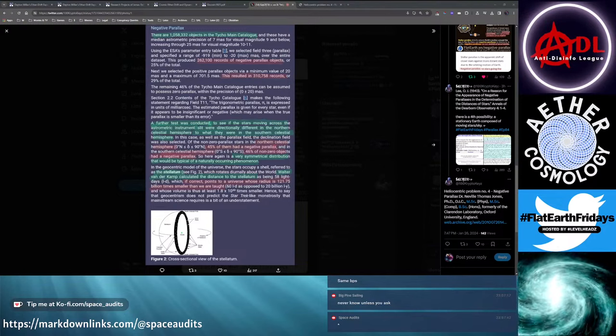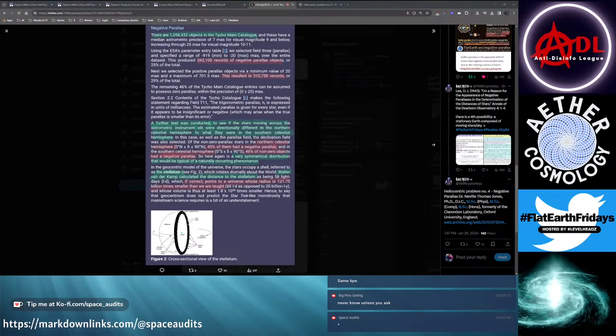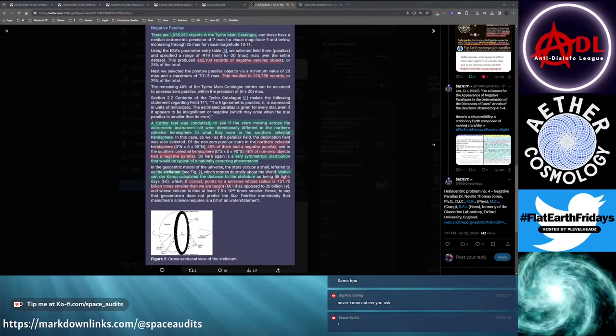Now, y'all know we always talk about localized phenomena. Yo, there's a local sun, a local moon, everything's closer. This guy said, and this is based off a globe model, right? So this is not even flat Earth.